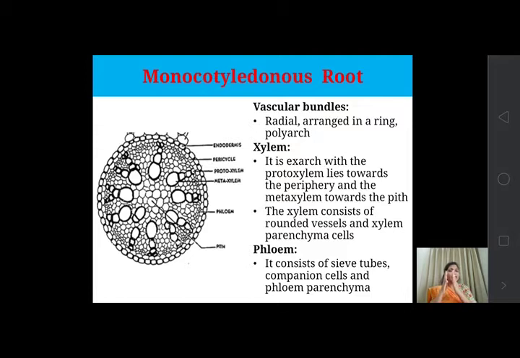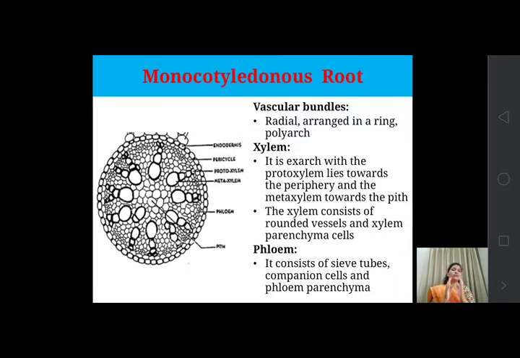So the root of any plant, whether it is dicotyledonous or monocotyledonous, shows the exarch condition. That means the protoxylem is always present towards the outer side, towards the external side, and the metaxylem is present towards the central side. So this exarch condition is the characteristic feature of any root. Okay, so it is exarch, that is, the protoxylem lies towards the peripheral region and the metaxylem towards the pith. Okay, the xylem consists of rounded vessels and xylem parenchyma cells.